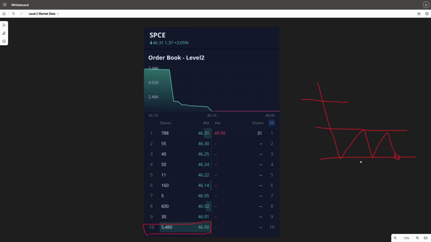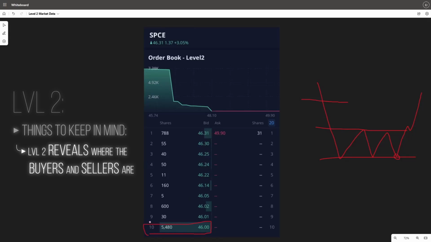The $46 order is down here. There's not enough people to sell the stock to make the price break down. So what happens instead is the big buyers step in and they buy up the stock, causing it to bounce and make it go back in its uptrend. So that's how you can read the level 2 on the bid side. Just keep the level 2 in mind since it shows you where the buyers and sellers are in the market the next time you try to buy a stock.